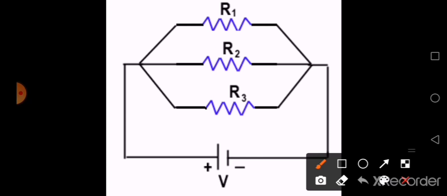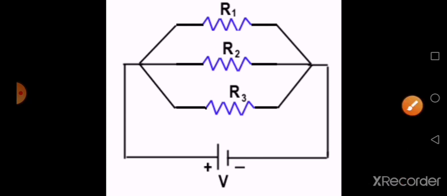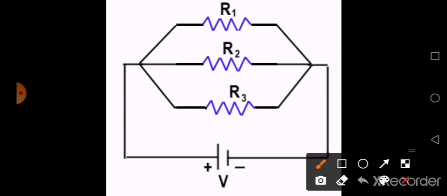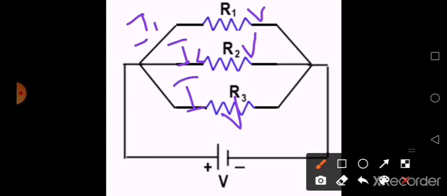Now, as usual, when you have considered the series, you have to keep some points in mind, isn't it? Here, when you talk about the combination of resistors in parallel, here also you have to keep a few points in mind. That is, the potential difference across each resistor will be the same. That is, V. Here also it will be V. But in this case, current will be different. I1, here it will be I2, here it will be I3.